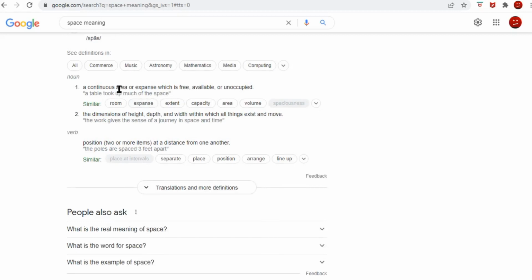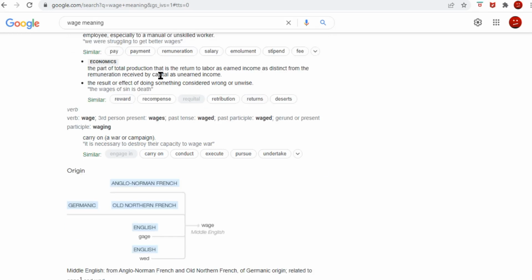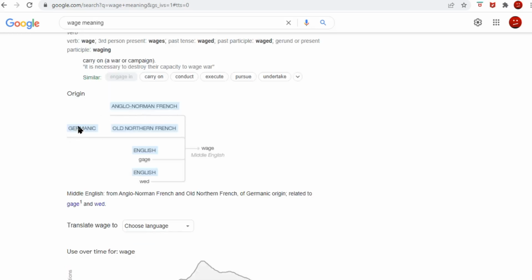There's two shapes to what hears, the tonic, the tone, is a continuous area or expanse which is free, available, or unoccupied. The position, in a verb, is a position of two or more items at a distance from one another, the space. And the wage, you see the W-A with the line over it, pronounced way with a J, the wage, a fixed regular payment, the part of total production that is returned to labor, the results or effect of doing something considered wrong or unwise, the wage of sin. Origin of Anglo-Norman French, Germanic.